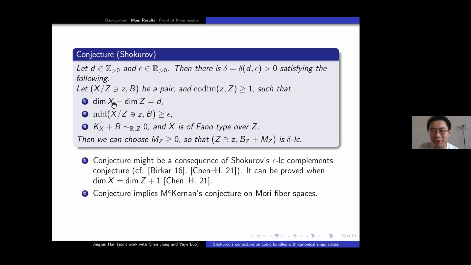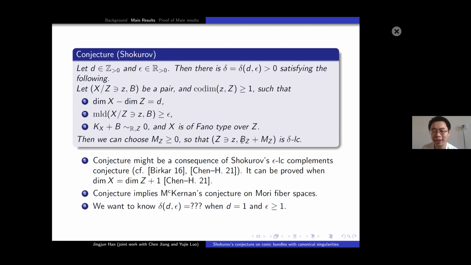Also, the Shokurov conjecture implies a conjecture of McKernan, on moduli space, so without the boundary. If I let the boundary be equal to 0, and I assume that minus K_X is ample over Z, and maybe the relative Picard number is equal to 1, then McKernan predicts that if the singularity of X is epsilon-log canonical, then the singularity of Z is delta-log canonical. It can be shown easily that McKernan's conjecture follows from the Shokurov conjecture.